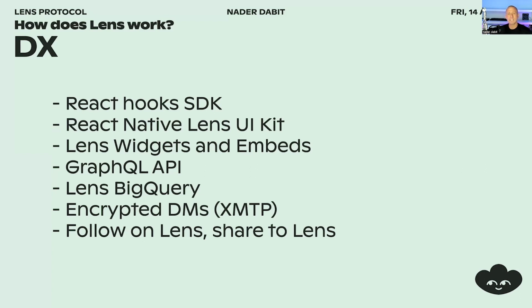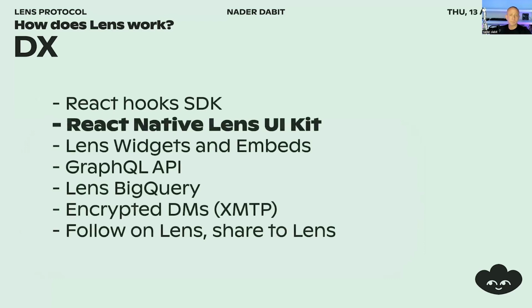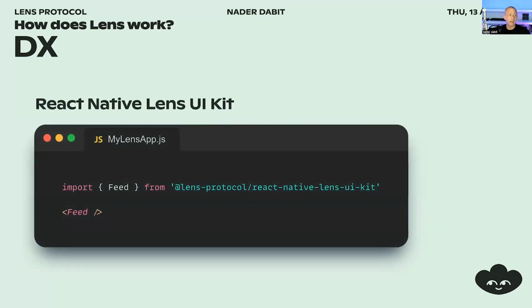We also have Lens widgets, and I'm going to run through this quickly. So that's what the React Hooks SDK looks like. You would import some action or some API, in this case, explore profiles. And this would be a recommendation algorithm for profiles. The React Native Lens UI Kit would be something like this. You import a feed or a profile or a list of profiles, and then you just render them with like 1 line of code.